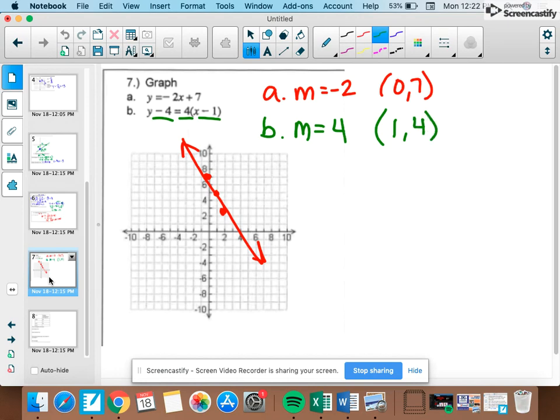So I'm going to start at (1, 4) and do the slope from there. Positive 4 is up 4 over 1. Draw the second dot and put a line through.